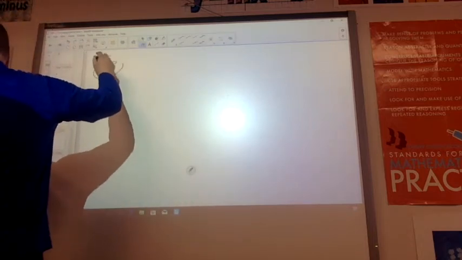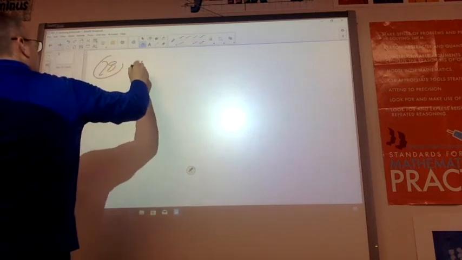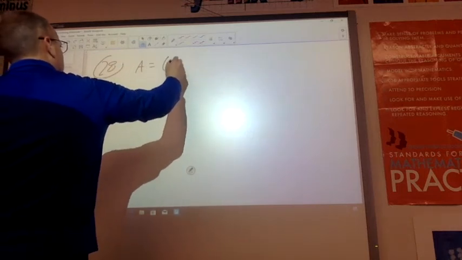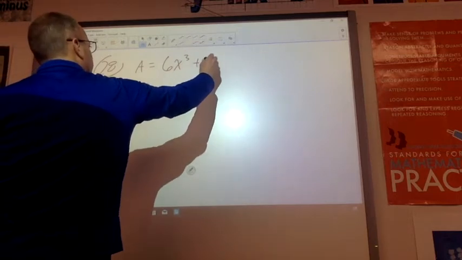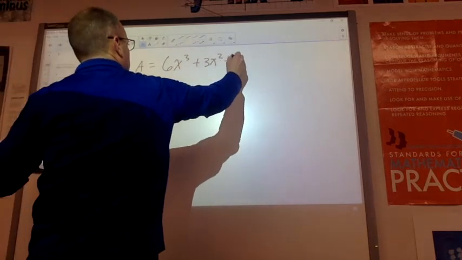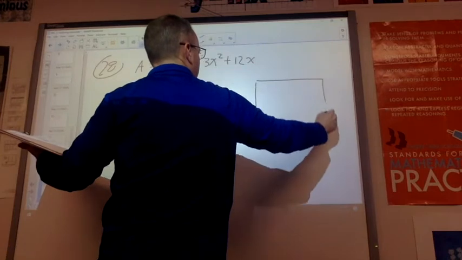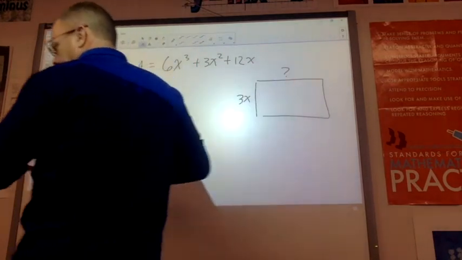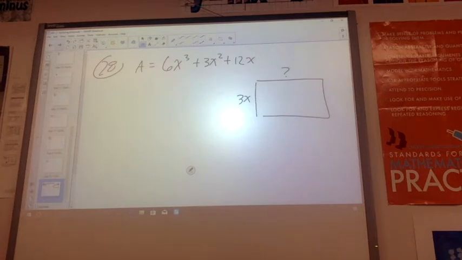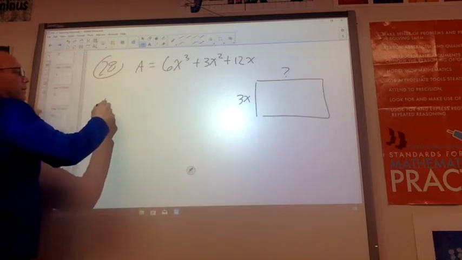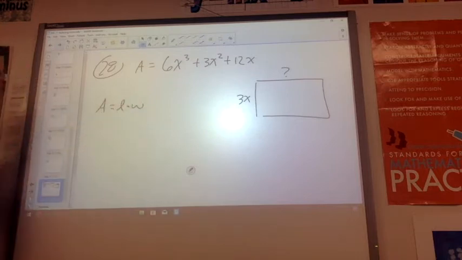All right, number 28, they told us the area of this is this. And then on this rectangle, we know that this is 3x and we don't know what that is. Okay, so let's see. The area of the rectangle is given by that equation. If one side is 3x, which is given, what is the other side? Okay. So area of a rectangle is length times width, I believe. Do you agree with that?